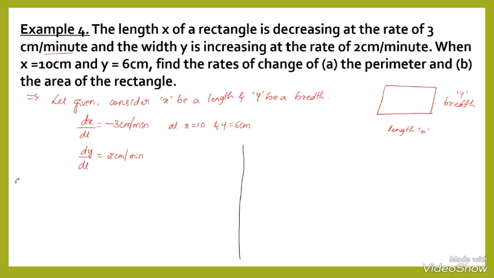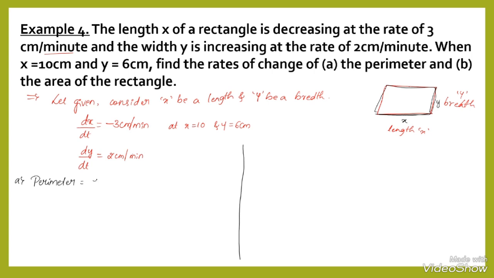First one, we have to find the perimeter of the rectangle. What is the perimeter? There is one length x, here y. Perimeter means the whole surrounding: x plus x, 2x plus 2y.